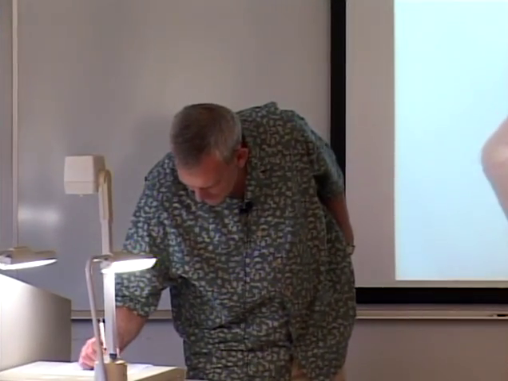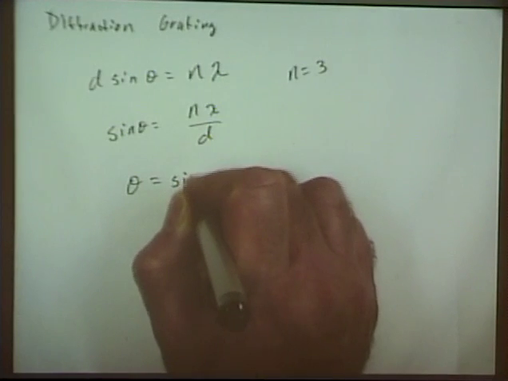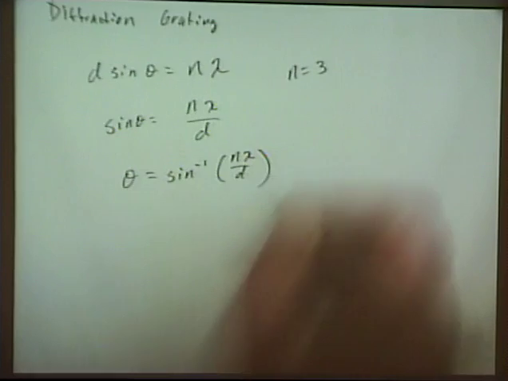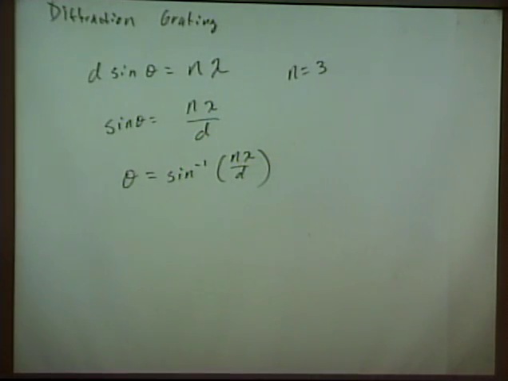All right, so then theta just equals the inverse sine of that, where n equals 3. And you just plug that in and you get the number.